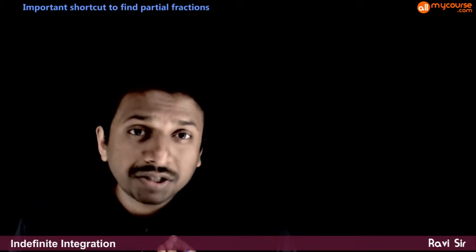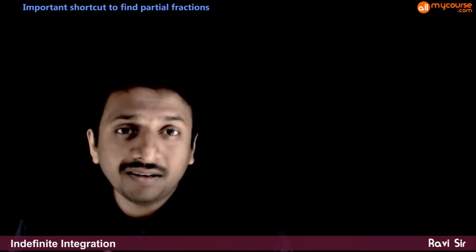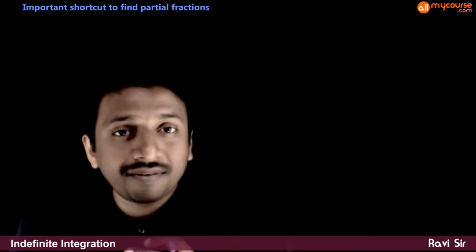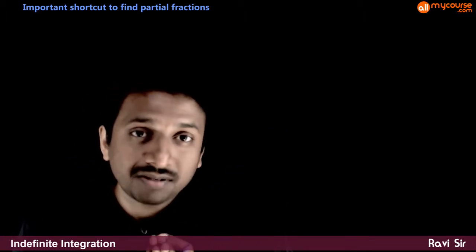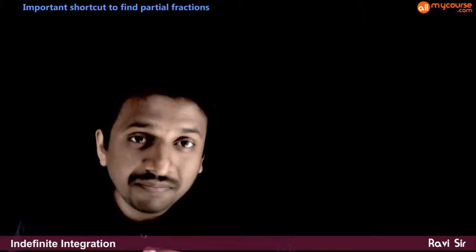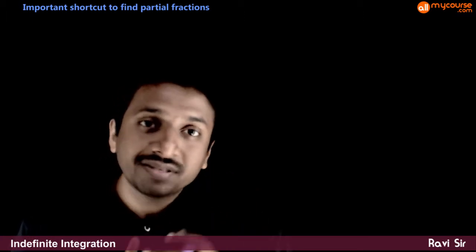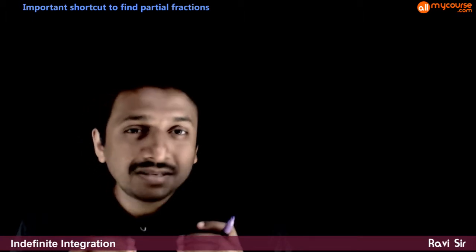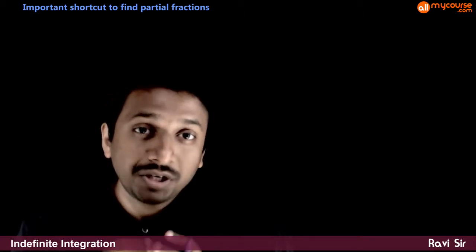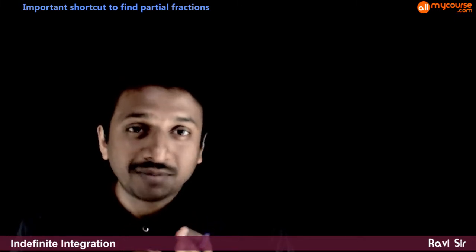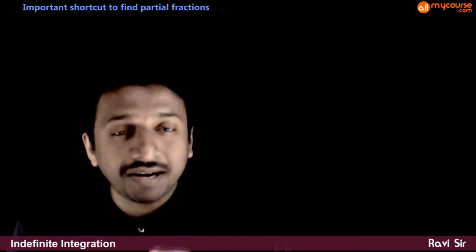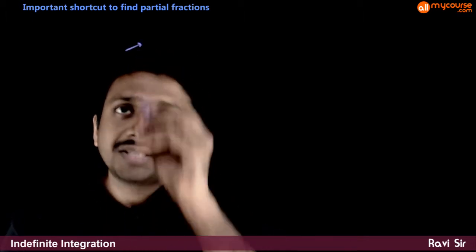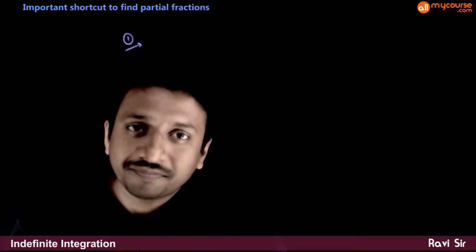So now that you have understood the process of finding partial fractions, you have seen that finding partial fractions is a cumbersome process. You need to take the LCM, create the equations and solve them to get the partial fractions. So there are some important shortcuts which you need to understand so that your life becomes easy when finding partial fractions. So let us look at the first shortcut.